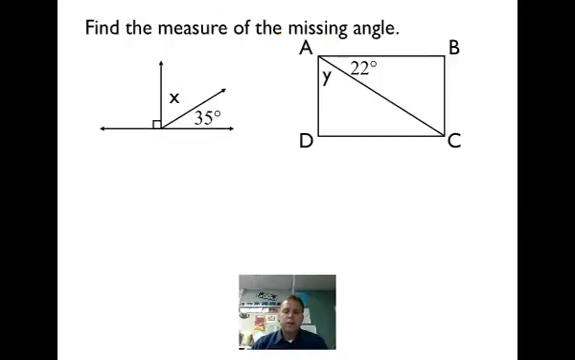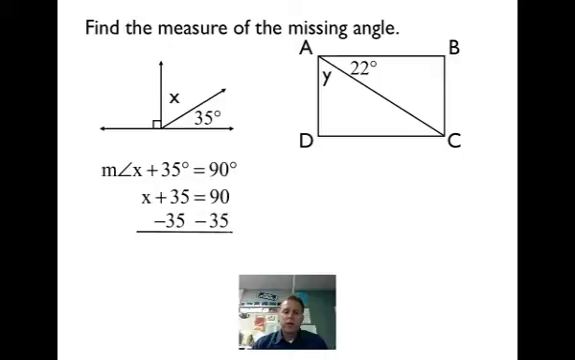On the left, we have angle X and the angle 35 degrees. So the measure of angle X plus 35 degrees equals 90 degrees. We're going to get rid of all the measurement stuff, so we'll just have X plus 35 equals 90. Keeping our equations balanced, we subtract 35 from each side, so we end up with X equaling 55. So the measure of angle X equals 55 degrees.